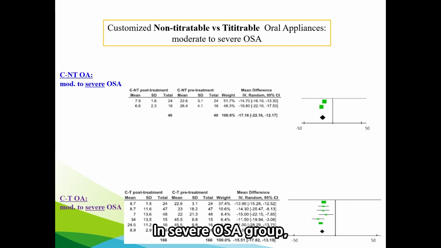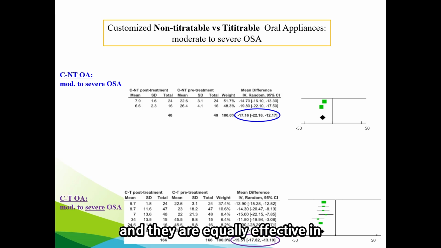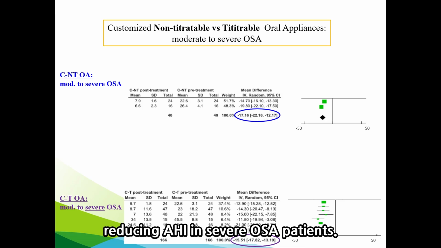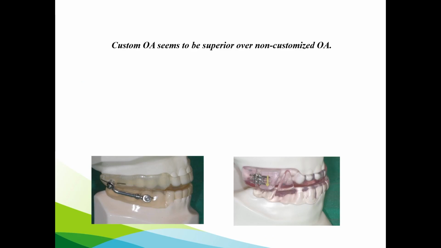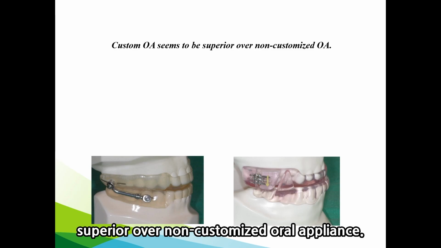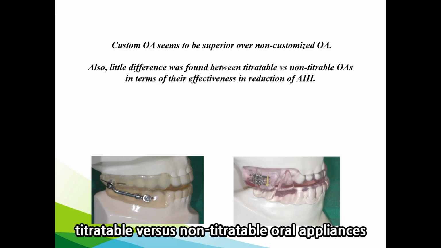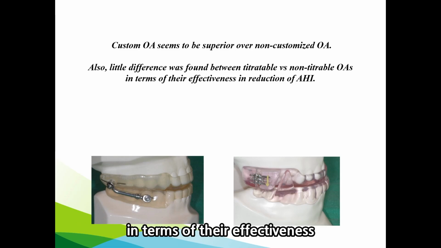In severe OSA group, non-titratable oral appliance reduced AHI by 17.2. The titratable oral appliance reduced AHI by 15.5. Again, there is no statistical difference between the two groups, and they are equally effective in reducing AHI in severe OSA patients. So it seems custom oral appliances are superior over non-customized oral appliance, but there's little difference between titratable versus non-titratable oral appliances in terms of their effectiveness in reducing AHI score.